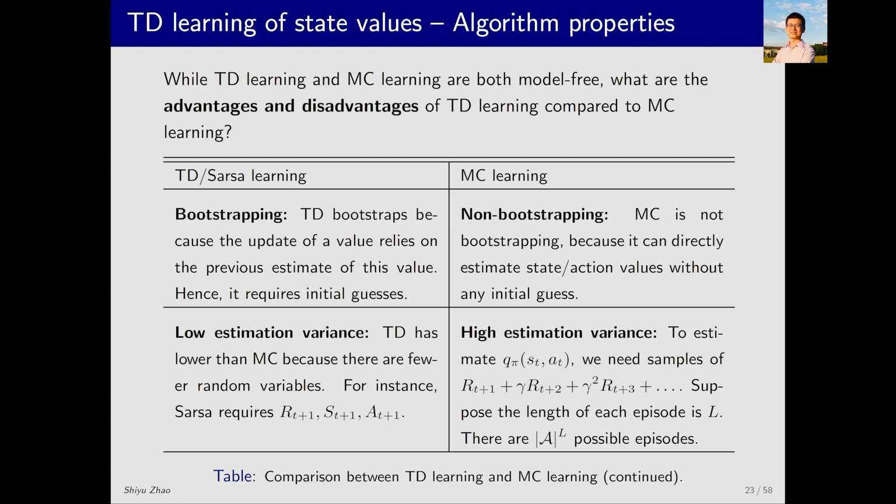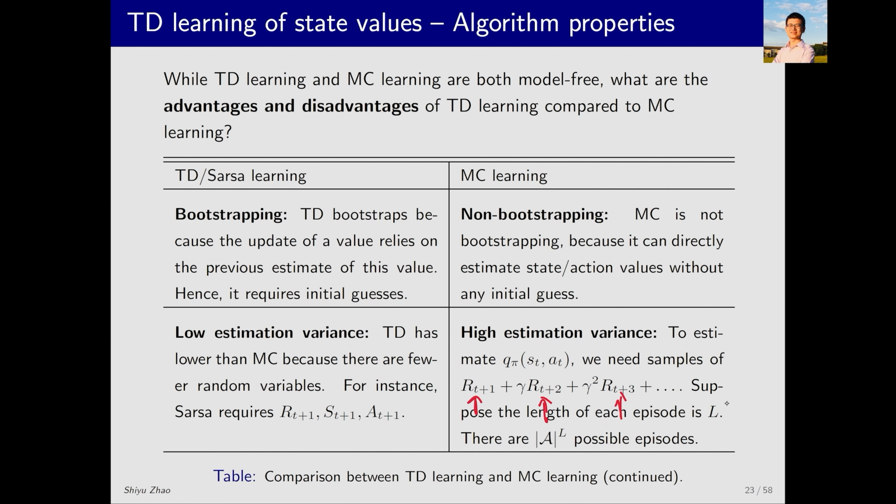On the other hand, MC learning involves many variables. Why? Because it requires an entire episode. In this episode, there will be a reward in the first step, a reward in the second step, and a reward in the third step, with many random variables coming in. Since I have many random variables and I only use a single sample, the variance of the estimation is relatively high. Let's illustrate this with a straightforward example.